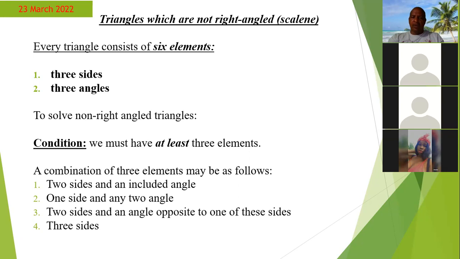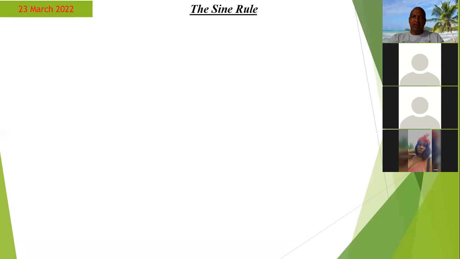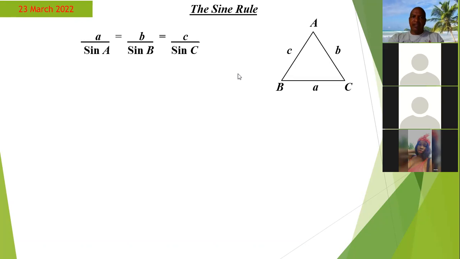All right, so bear in mind that these are how you'll be given your triangles, and based on these combinations, we'll have to use either the sine rule or the cosine rule. So we're just going to look quickly at the sine rule. And so this is what the sine rule states.